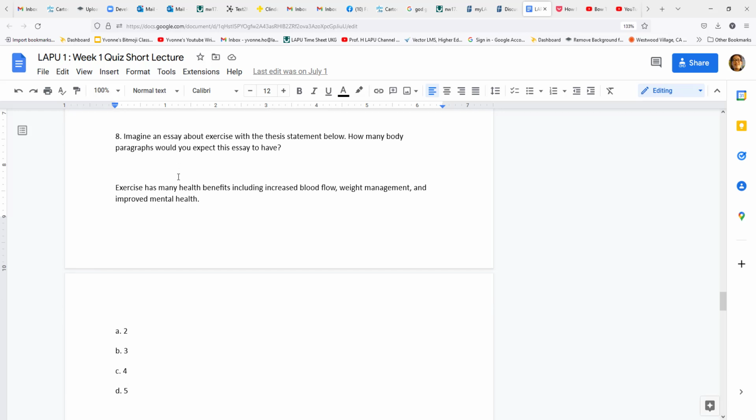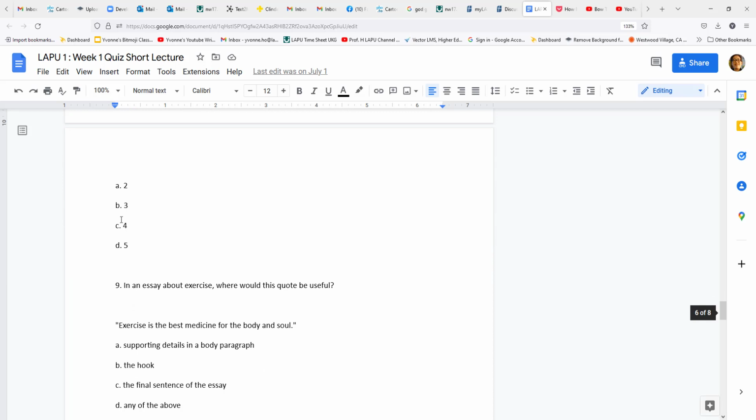Imagine an essay about exercise with a thesis statement below. How many body paragraphs would you expect? So here the thesis statement is: exercise has many health benefits, including increased blood flow, weight management, and improved mental health. Okay, increased blood flow, that's one body paragraph. Weight management, that's two body paragraphs. And improved mental health, that's three body paragraphs. So you have to have the three reasons to match the three reasons in your thesis statement. So the answer to this one is three.